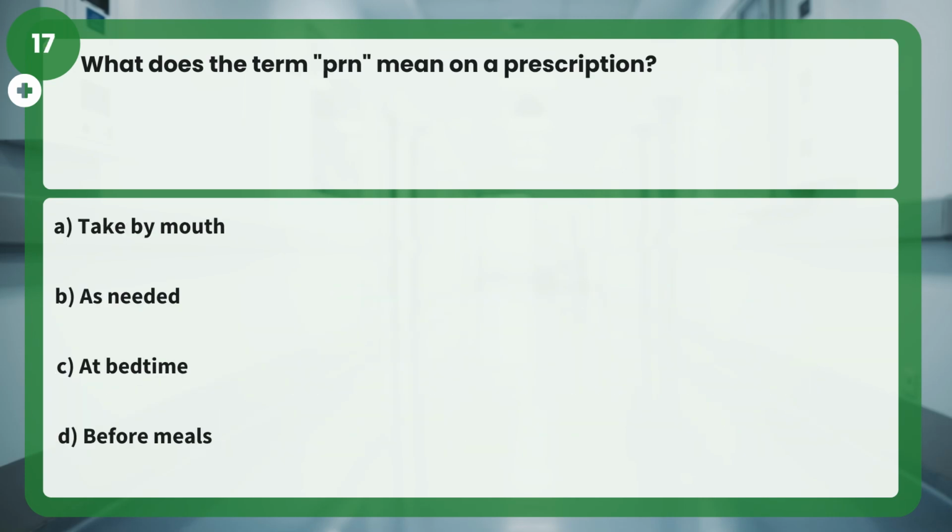Question 17. What does the term PRN mean on a prescription? A. Take by mouth. B. As needed. C. At bedtime. D. Before meals.